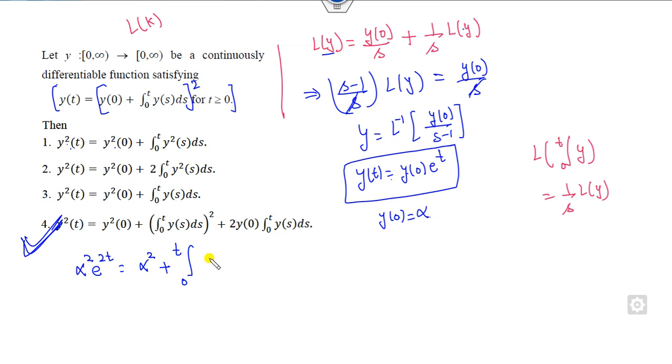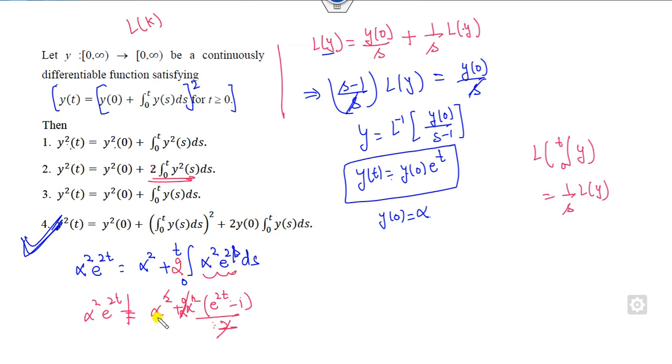Y square is alpha square e raised to power 2s ds. What is the integration of this part? It will be alpha square outside, e raised to power 2t minus 1 over 2. So you can clearly say that LHS is not equal to RHS because of this 2. If this 2 is cancelled out, then it is equal. It means this option is the correct one. If I take the 2 here, it will be cancelled out, alpha square will be cancelled out. So this is the correct option.